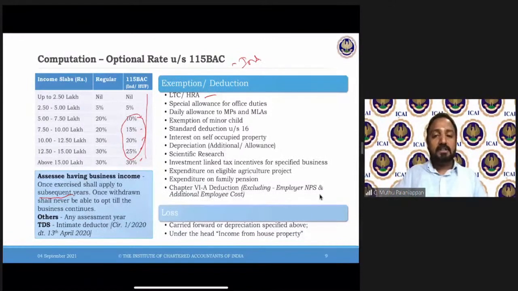And then the exemption for minor children. How much is exempt for minor children? We discussed this under the section 10 clause. Then any daily allowance with respect to your MPs and MLAs.